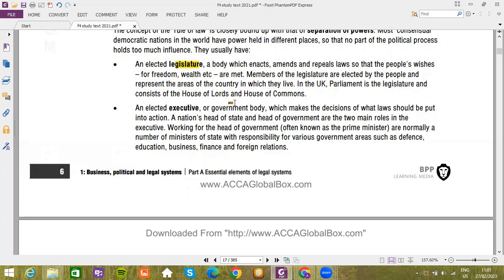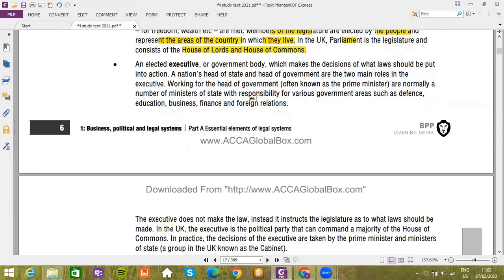Members of this legislature are elected by the people and represent the areas of the country in which they live. In the UK, Parliament is the legislature and consists of the House of Lords and the House of Commons.